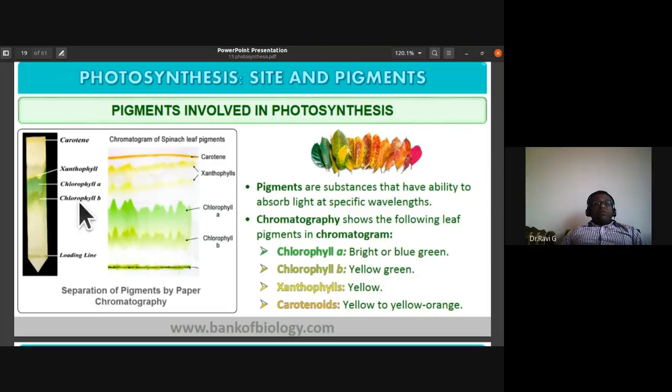You can see chlorophyll B, chlorophyll A, xanthophyll, and carotenoids, the orangish color, all separated by this paper chromatography. We would have demonstrated it in the lab, but unfortunately we have not done that. So pigments are substances that have the ability to absorb light at specific wavelengths. In one experiment, we have already proved that in red and blue wavelengths of light, maximum photosynthesis takes place.